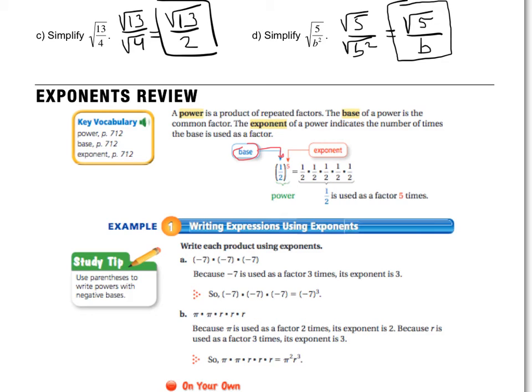Writing each product using exponents. Now, this is an important piece right here, and I want to spend a couple seconds talking about this. So -7 times -7 times -7. The exponent is going to be -7 to the third. Notice how these are in parentheses. So notice how this answer is in parentheses.